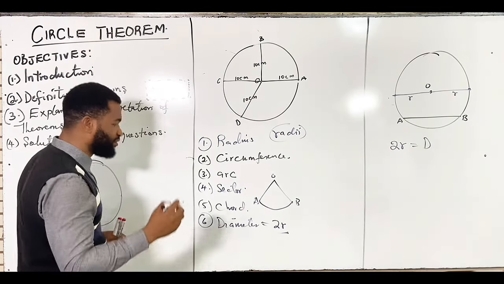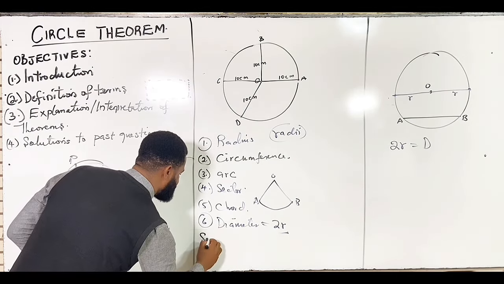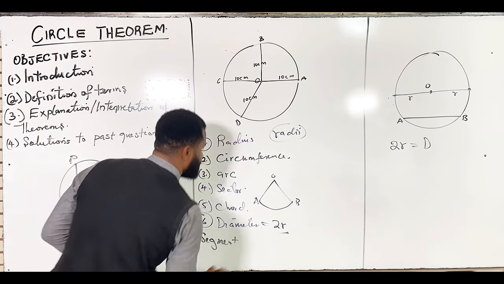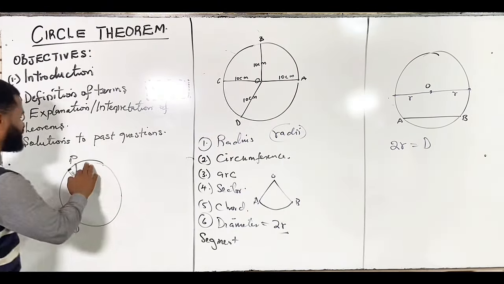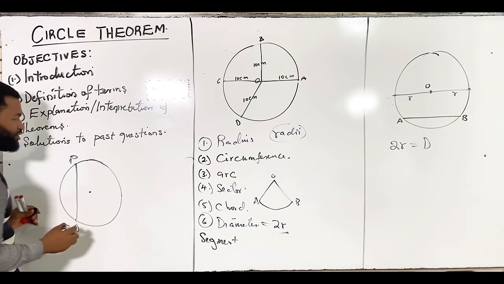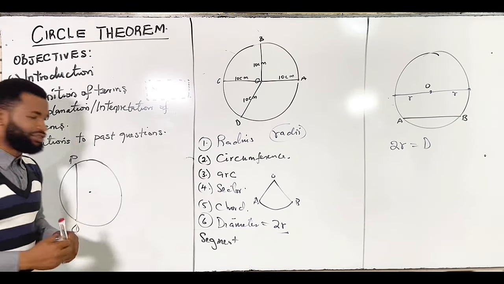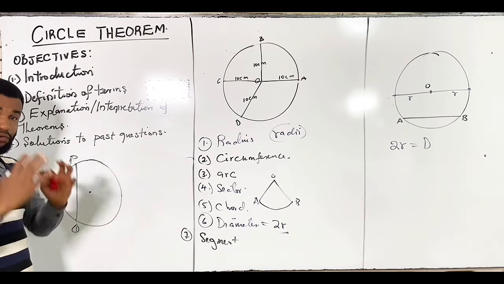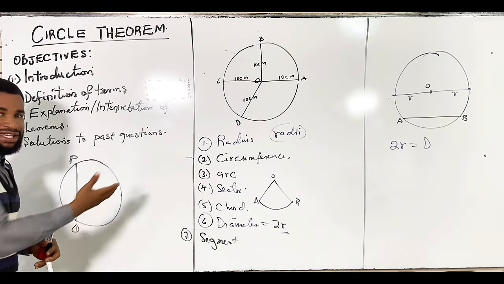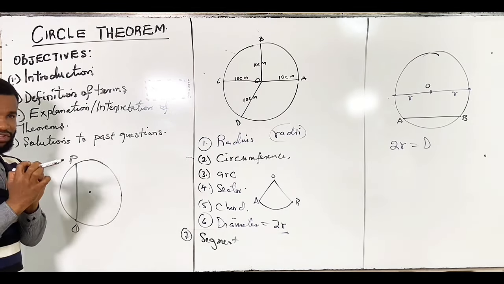So let's go to the next one, which is called a segment. What is a segment? Let me use this circle to explain what a segment is. A segment is a region, and this is number 7. A segment is a shape formed when a chord and an arc come together.